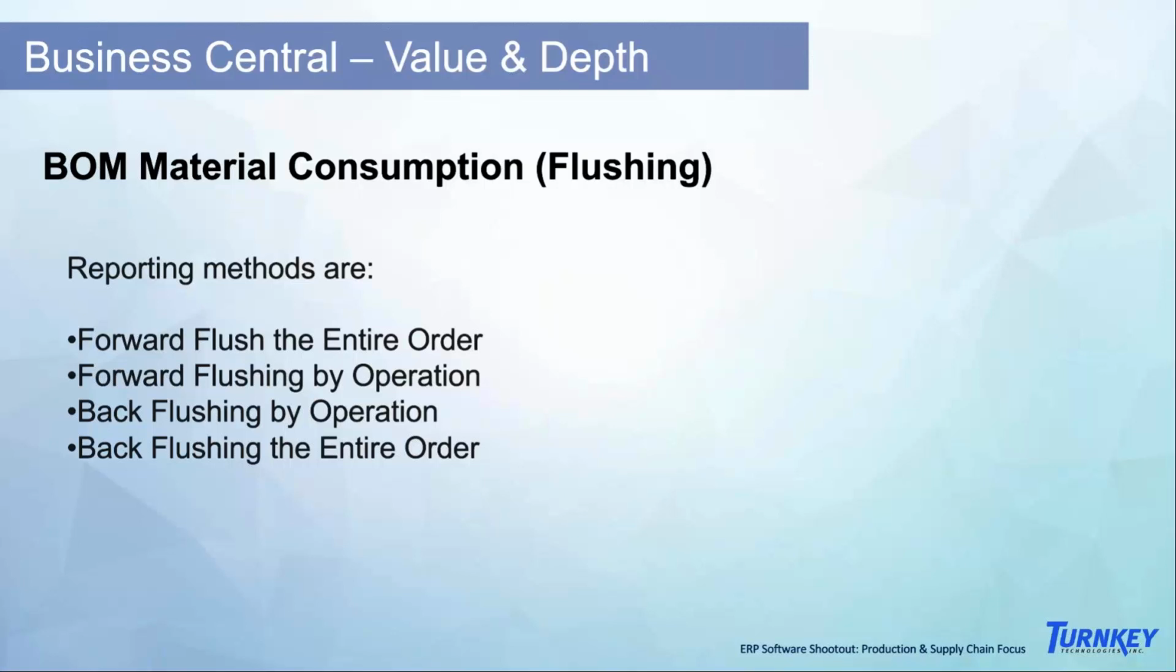The other process, the big thing is how do we consume materials in the production side? And we do this for the various flushing methods. We do a forward flush, a forward by operation, a back flush, and a back flush by entire order. So you can do that at any level, whatever helps support your inventory consumption and whatever your current processes are. I'm going to jump out for just one second just to give you a quick overview of a live demo.